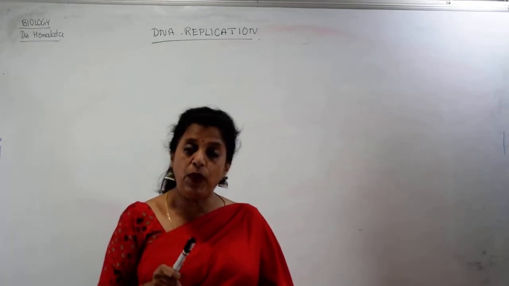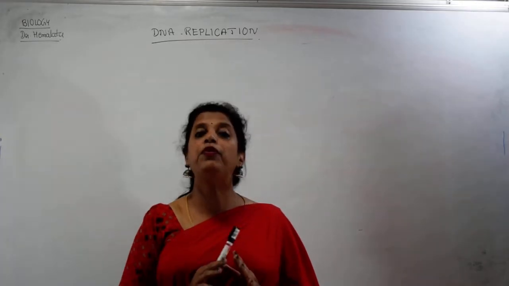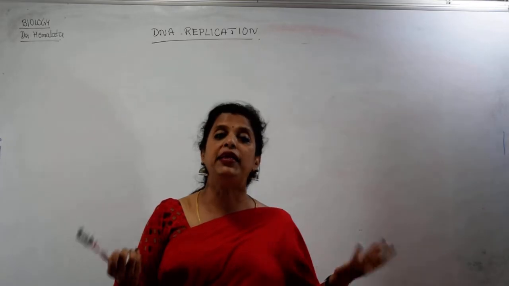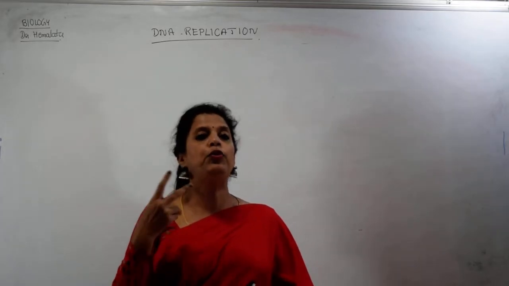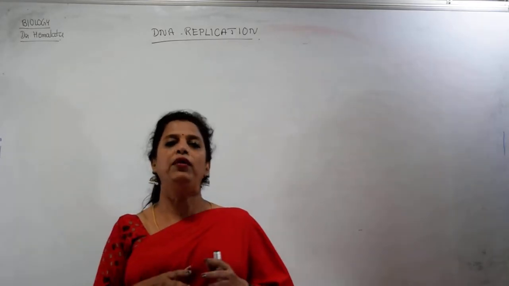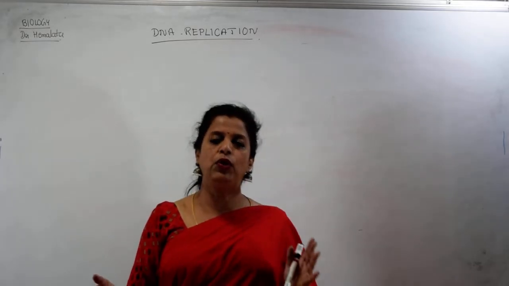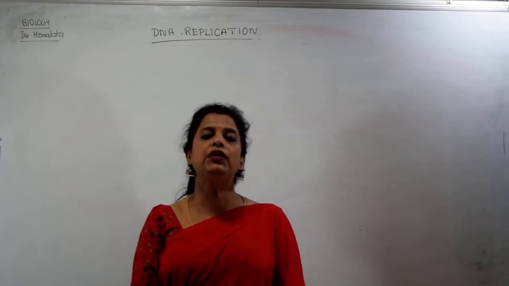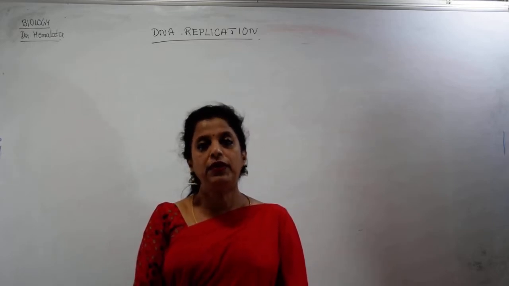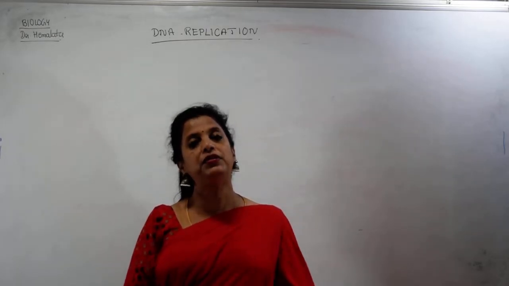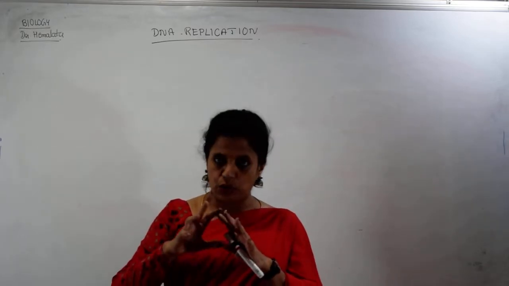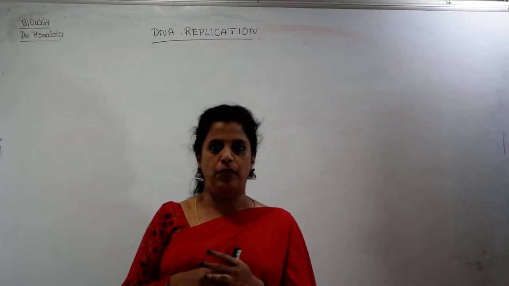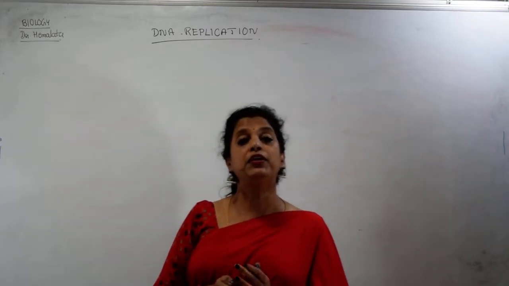So before it divides, there is an important function for DNA to double itself. It should form two copies of itself so that one will go to daughter cell 1, and one will go to daughter cell 2. But the question is whether the DNA doubling happens by totally into two first, or one copy is formed. That is how DNA replication was studied.